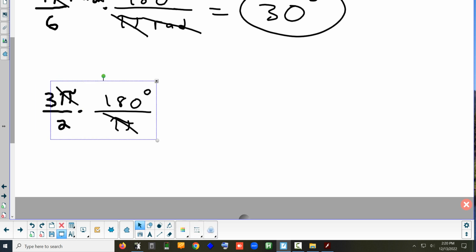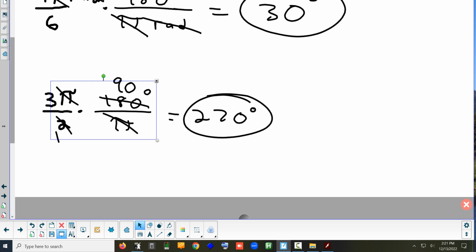Okay, and we can reduce this time. What goes into both 2 and 180? 2. 2 goes into 2 once, and that goes in 90. So you're left with 3 times 90 degrees. That's 270. That's how you convert from radians to degrees, and those are exact answers. Any questions on those two?